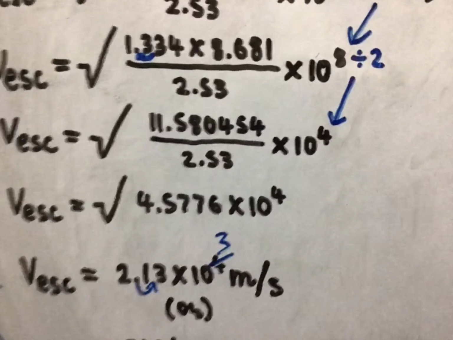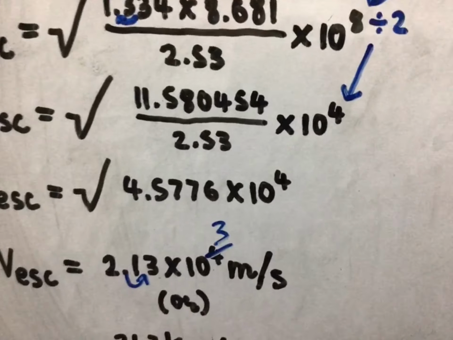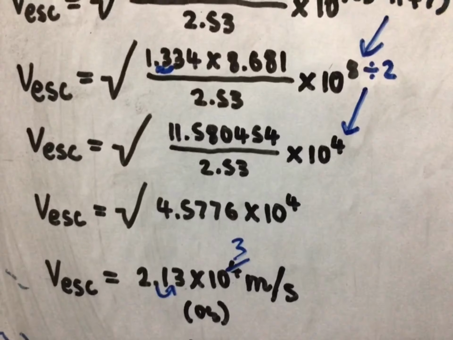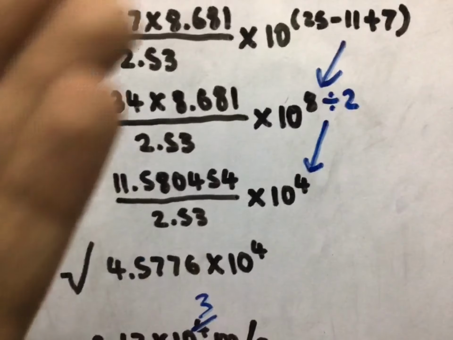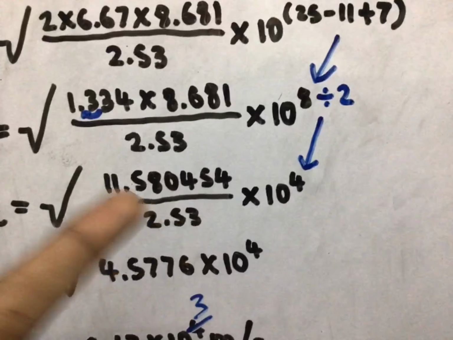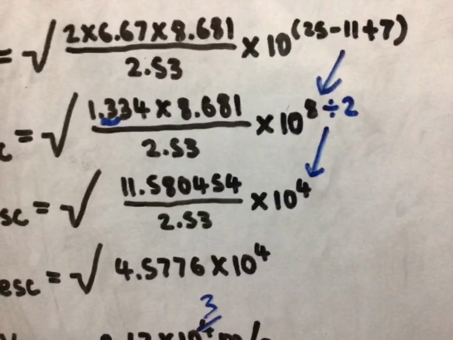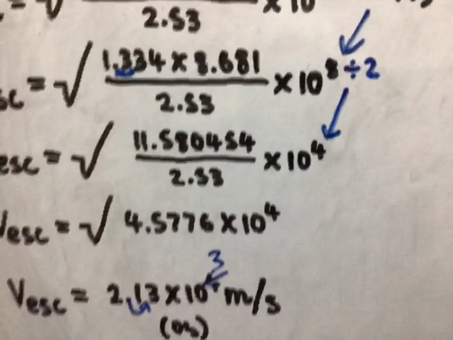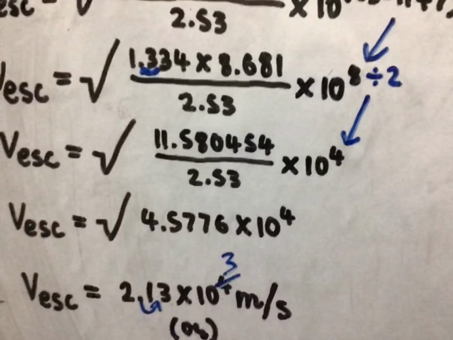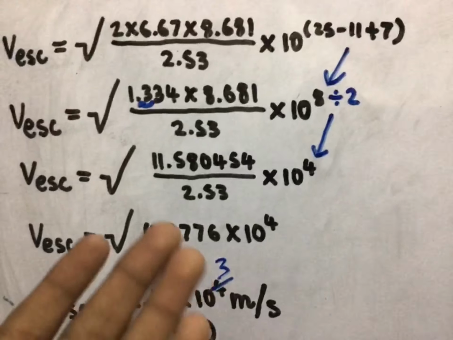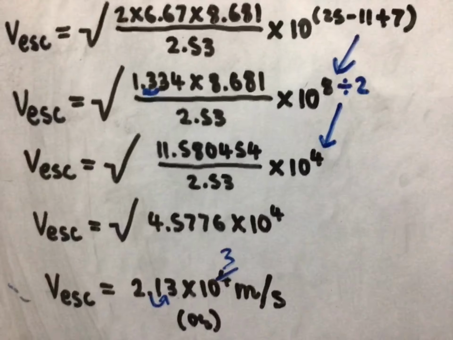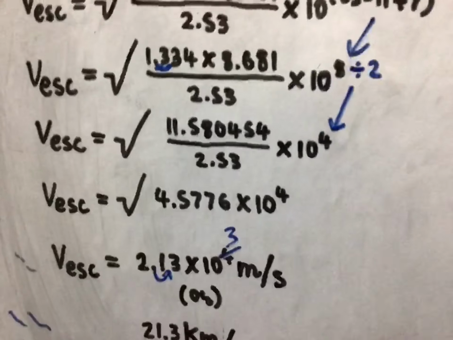So finally the escape velocity is equal to 4.5776. As I divided these, I also got this product by multiplying 1.334 into 8.681. So that's 11.580450, and then as we divide we get approximately 4.55776 into 10 to the power 4.